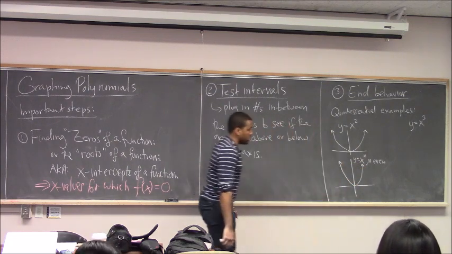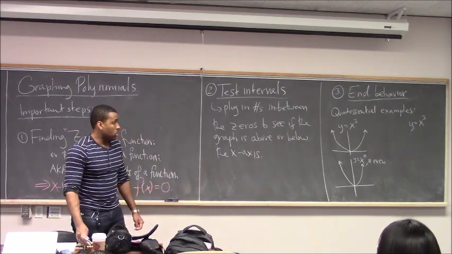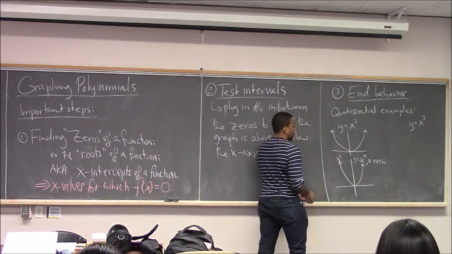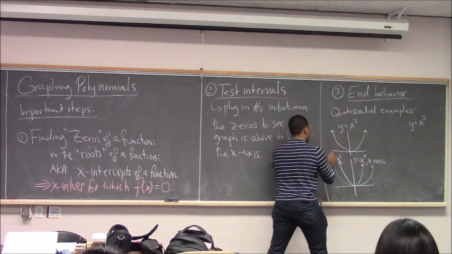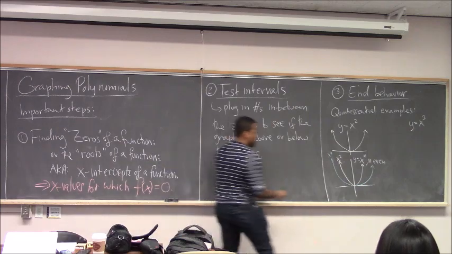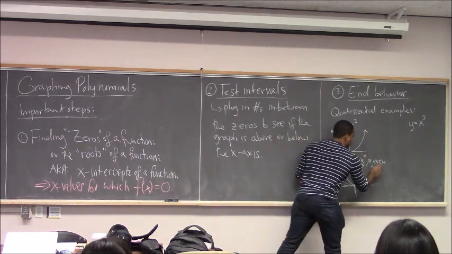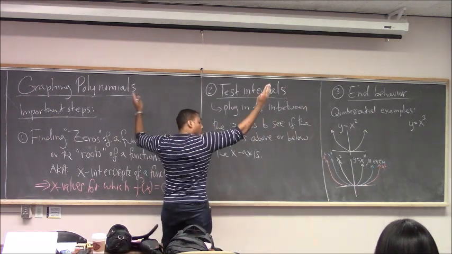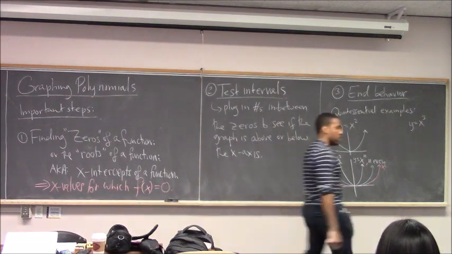And the only thing that changes is the larger n gets, the wider these graphs will get. So if this guy here is x squared, then your x to the 4th will have the same behavior, but it will be a little bit wider. And your x to the 6th will have the same behavior, but it will be a little bit wider. But basically, all guys with even powers, both ends will always go up. So that's something that you should notice. And so that's the idea with end behavior.